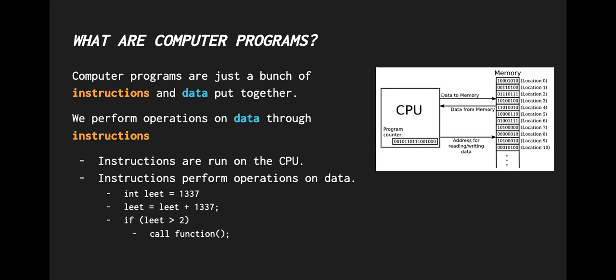Okay, and taking another step back, what are computer programs? Think of computer programs as a bunch of instructions and a bunch of data, right? You have a huge blob of bits and bytes, and those are all instructions that tell the CPU what to do and how to manipulate data in the program. So for example, we have something over here, like we have a variable, we set it to 1337, and then we're performing an operation on it, right? We're adding to it, we're performing a conditional on it, and then we're calling certain functions and stuff like that. So think of computer programs as a bunch of instructions, right?